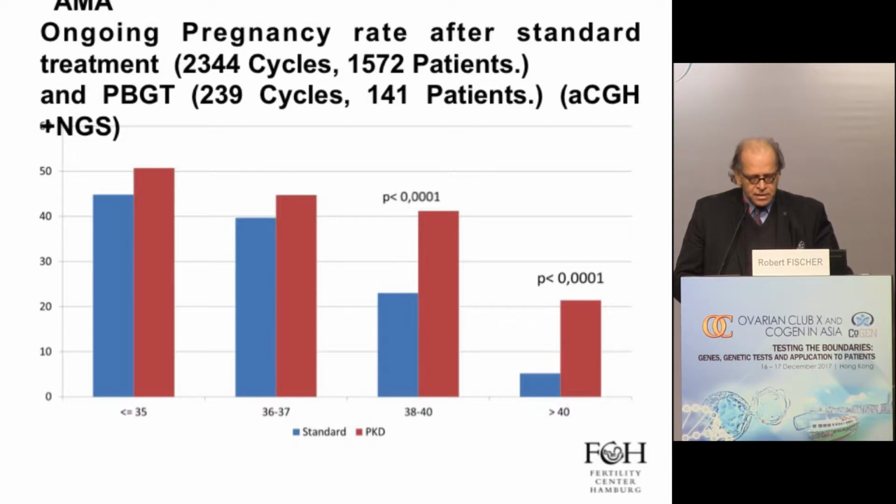So you can see that there is not much difference up to the age of 37, but there is a significant difference in the ongoing pregnancy rate in the age group above 38. So indeed, in this age group, it helped us to select the embryo for transfer to increase the probability of having an ongoing pregnancy.